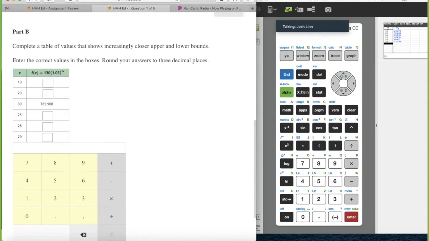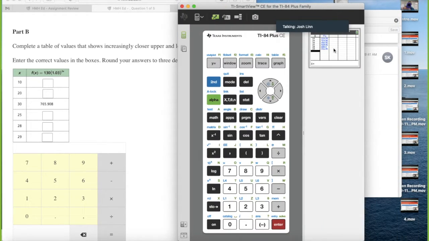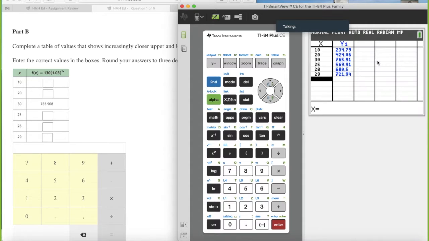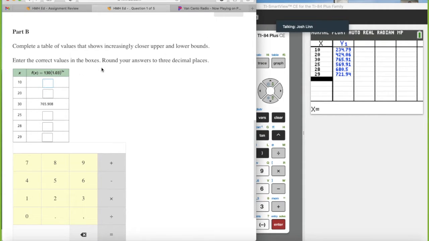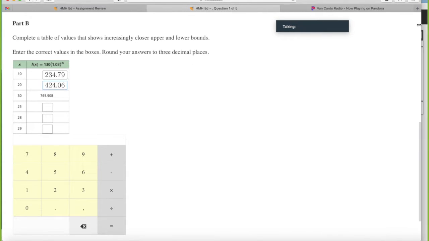Oh no, my values got really small. I can't see them now. That's close enough. All right, so I'm just going to type those in here. 234.79, 424.06, so on and so forth. I'm not going to make you watch me type those in, but that's how you do it.